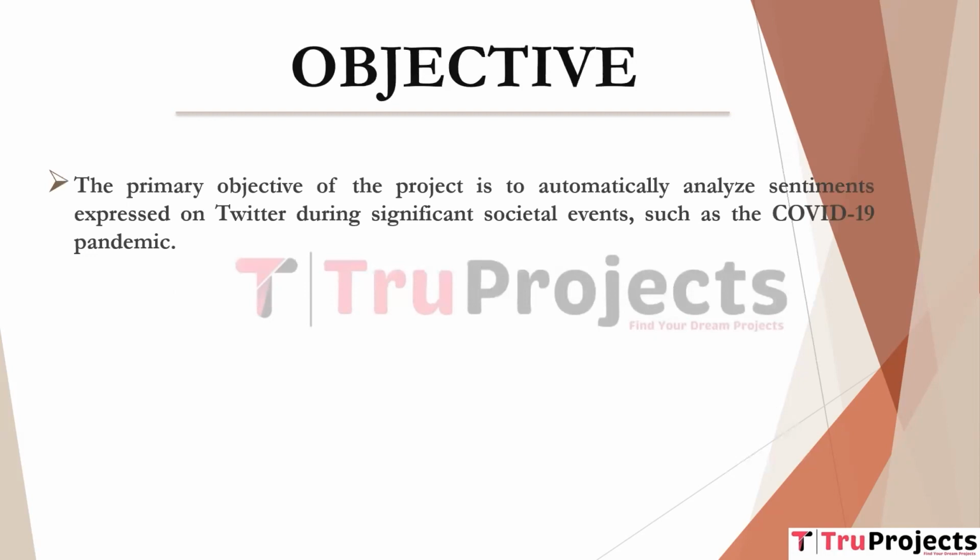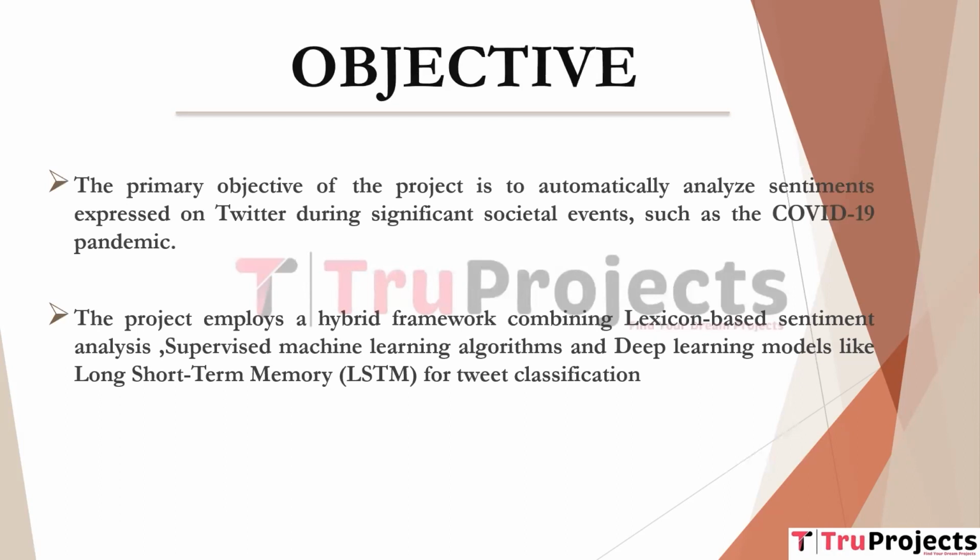Objective. The project's core aim is to conduct automated sentiment analysis on Twitter during pivotal societal occurrences such as the COVID-19 pandemic. The project employs a hybrid framework that combines lexicon-based sentiment analysis for tweet sentiment labeling, supervised machine learning algorithms including logistic regression, random forest, AdaBoost, SGD classifier, k-nearest neighbor, multinomial naive Bayes, support vector machine, multi-layer perceptron, gradient boosting, CatBoost, and a voting classifier, and also deep learning models like long short-term memory for tweet classification.